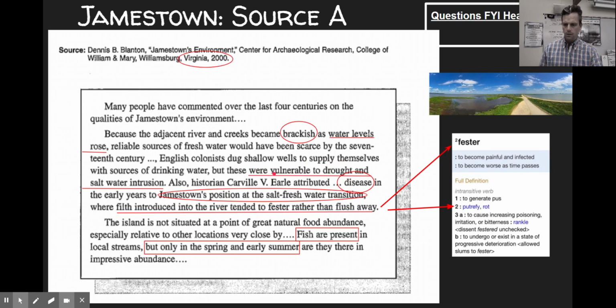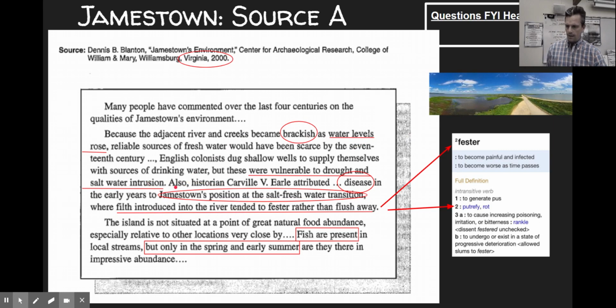So these are going to be vulnerable to drought and saltwater intrusion. You don't want an intruder intruding into your house. So intrusion is when something comes in. And so once again, I refer to the picture. Do you want saltwater intruding into your freshwater? No.